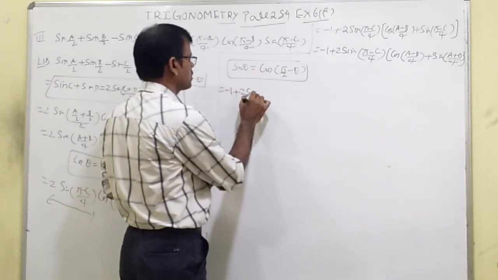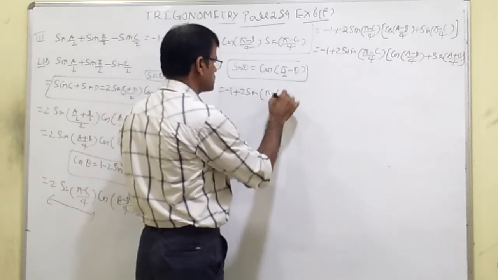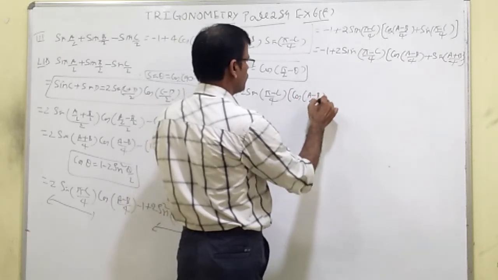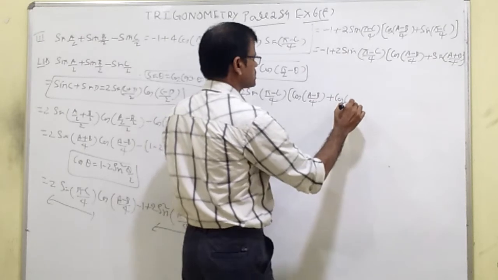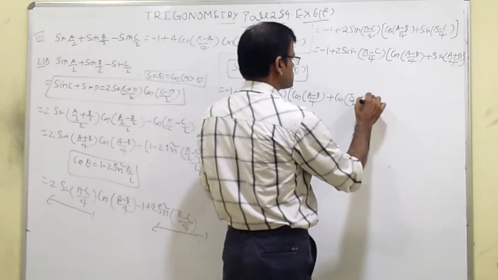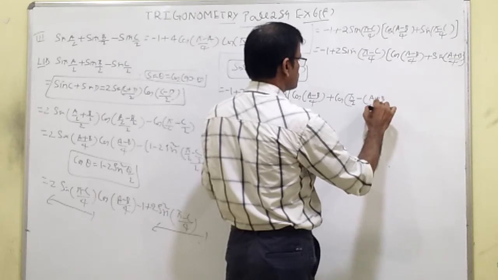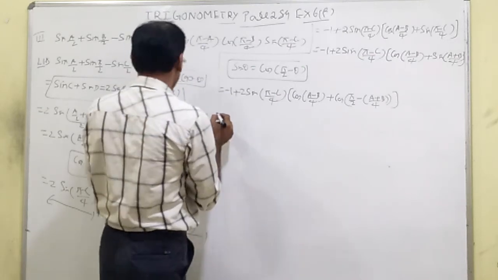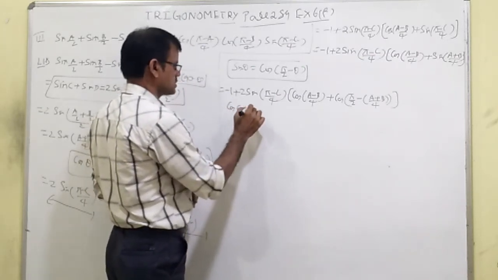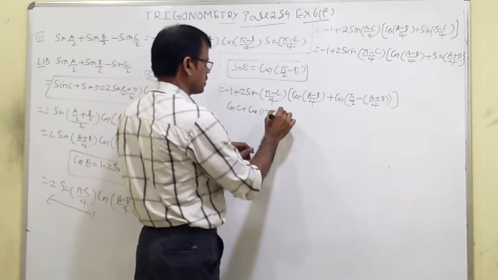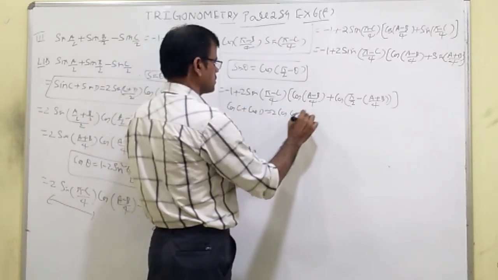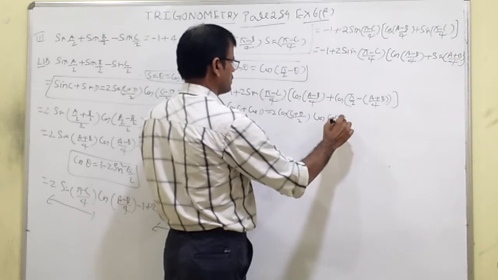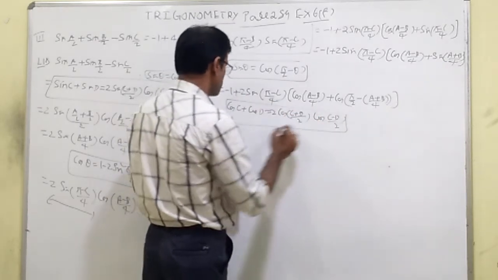This is minus 1 plus 2 sin of (pi minus c)/4 into [cos of (a minus b)/4 plus cos of (pi by 2 minus (a plus b)/4)]. Now apply the formula cos c plus cos d. I am writing the formula: cos c plus cos d is 2 cos of (c plus d)/2 into cos of (c minus d)/2.